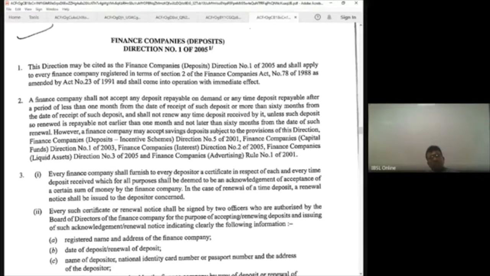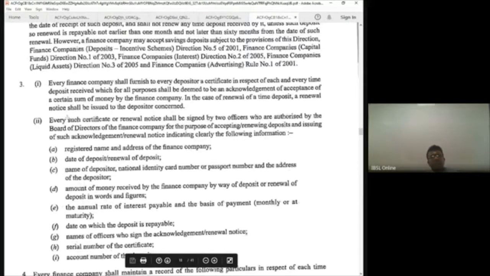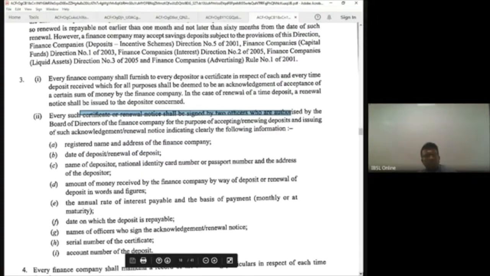Every finance company shall furnish to every depositor a certificate in respect of each and every time a deposit is received, which for all purposes shall be deemed to be an acknowledgement. Okay. So, directions on deposits. When you are issuing an FD certificate or a renewal notice, it should be signed by two authorized officers. And this information must be printed on the certificate: registered name and address of the finance company, date of deposit, renewal of deposit, name, NIC, amount, annual interest rate, that must be clearly mentioned, date on which deposit is repayable, names of the officers who sign and acknowledge, serial number, and the account number of the deposit.